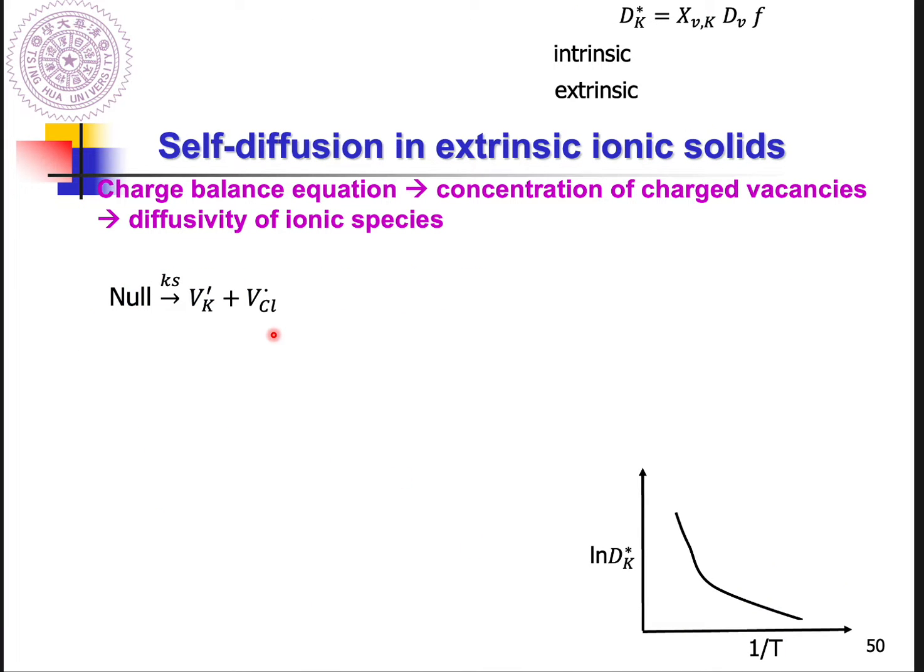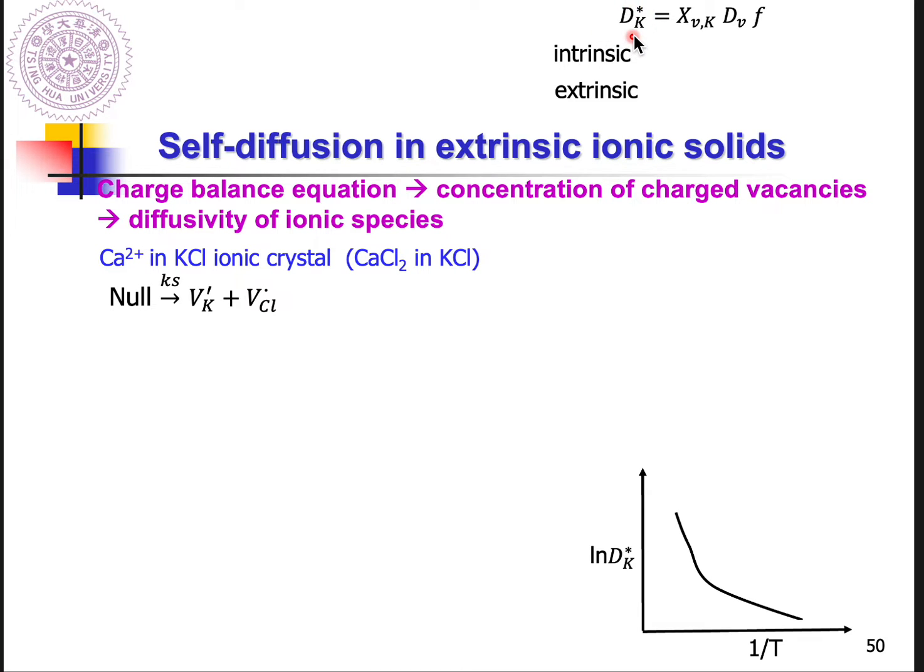Okay, so here we are going to show what happens if we add or dope some dopant into this potassium chloride FCC ionic material with Schottky defect. Then what is the diffusivity of potassium as a function of the concentration of the dopant? Based on the results here, you know that D_K is proportional to the vacancy fraction at the potassium site.